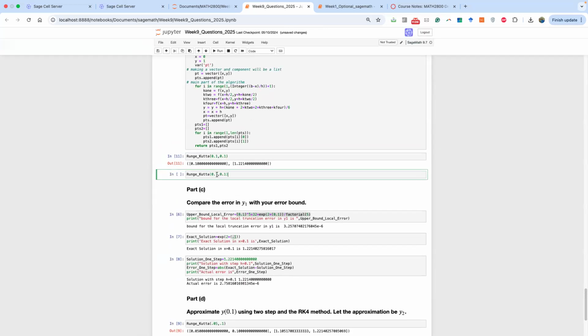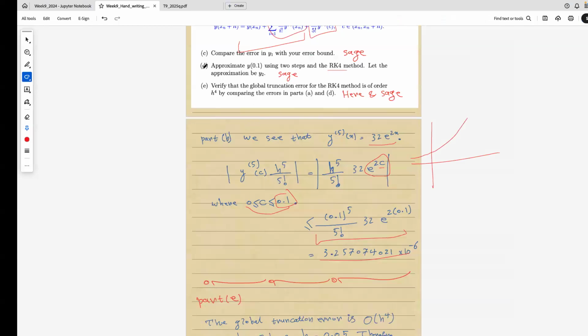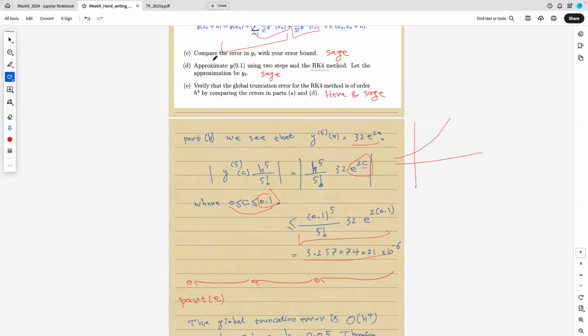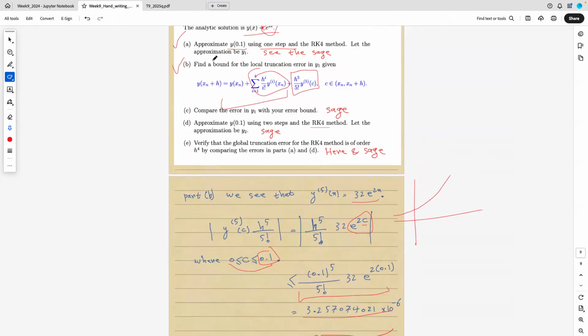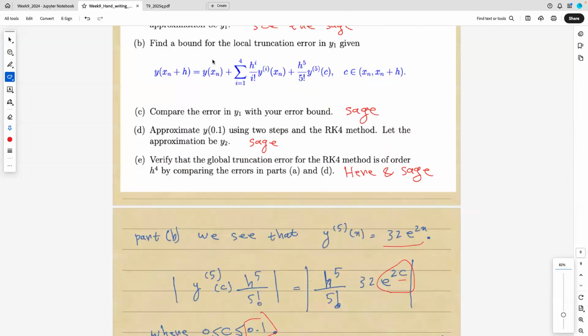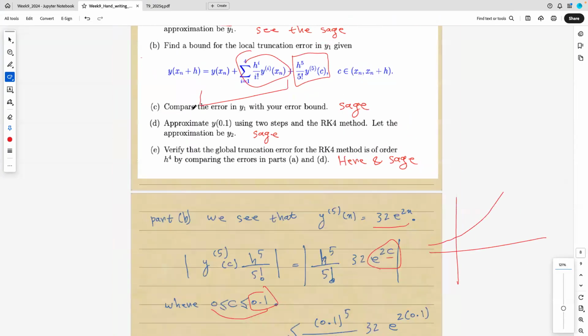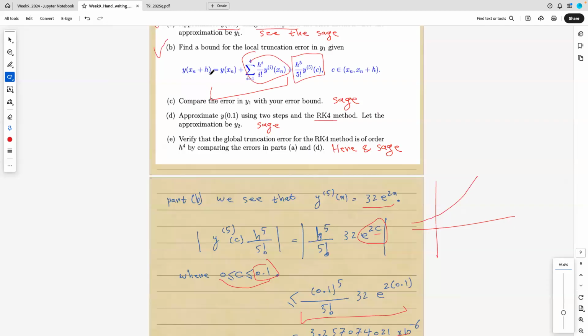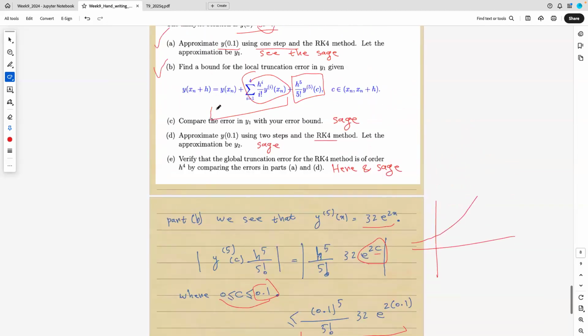Okay, it's this one. It says that, sorry, it's just C. Yeah, I think I messed up something. I thought that it says y of 0.1 using two steps, so I just read this question rather than part C. Part C says to compare the error in y1 with your error bound.